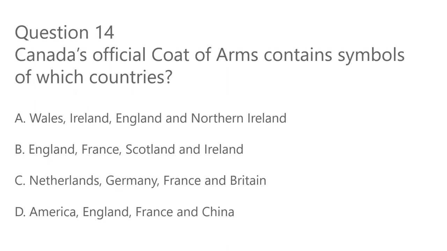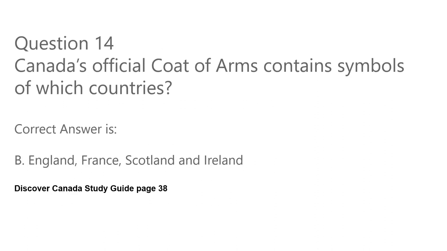Canada's official coat of arms contains symbols of which countries? A. Wales, Ireland, England, and Northern Ireland. B. England, France, Scotland, and Ireland. C. Netherlands, Germany, France, and Britain. D. America, England, France, and China. Correct answer is B. England, France, Scotland, and Ireland.